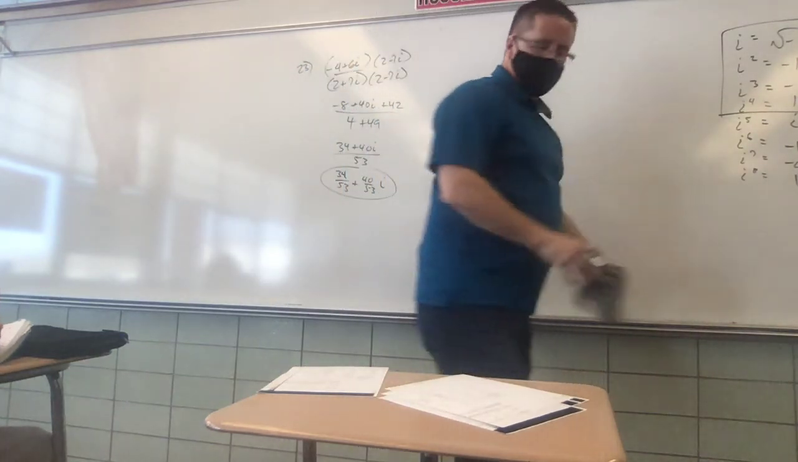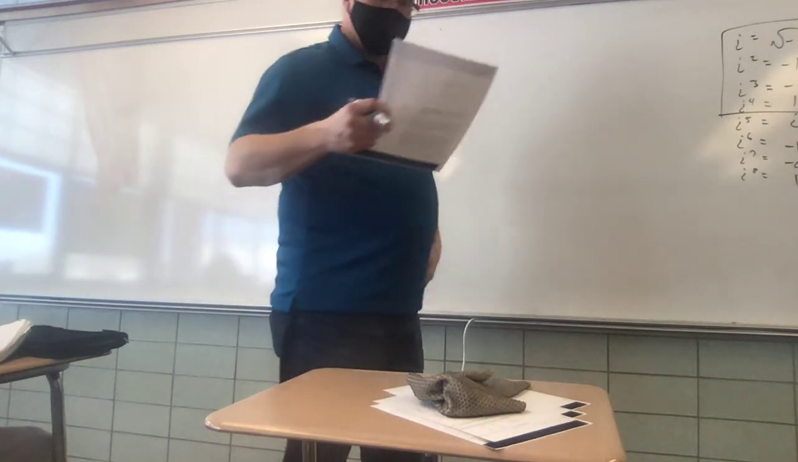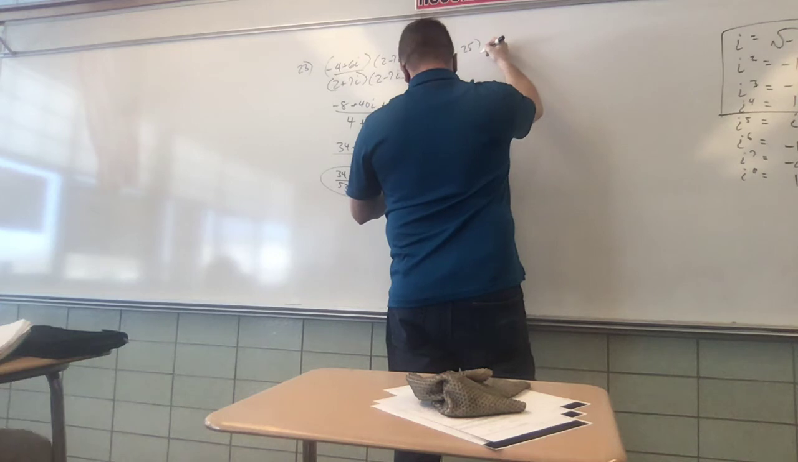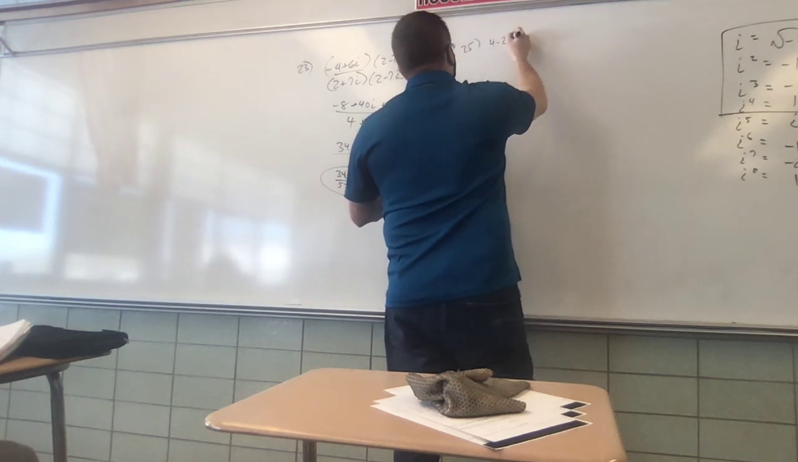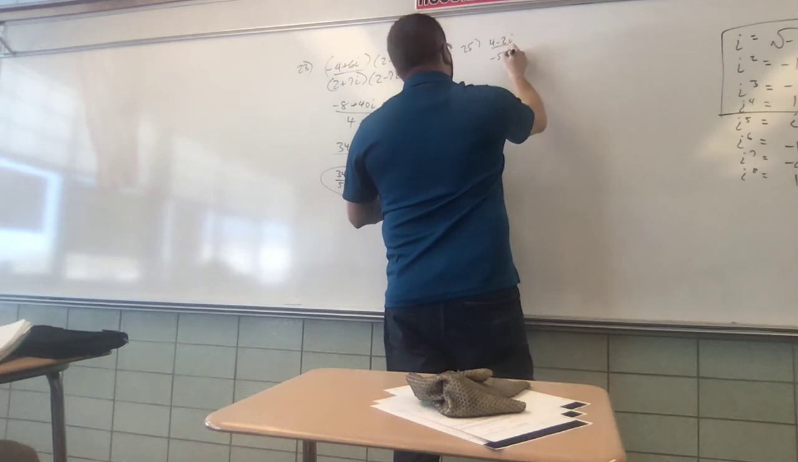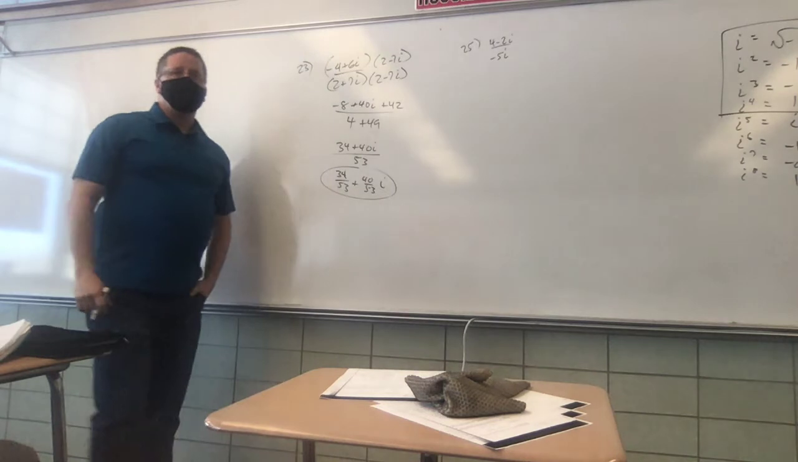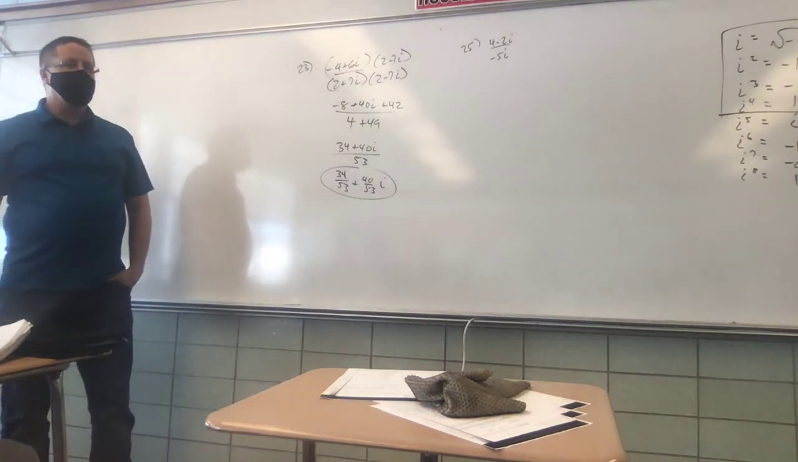Okay, let's do an easier one now. All right, so 25 over 4 minus 2i. This one's an interesting one. I'll see what you guys have to say about this one. Okay, this is an easier one. It's definitely easier. What do you guys think we need to do?